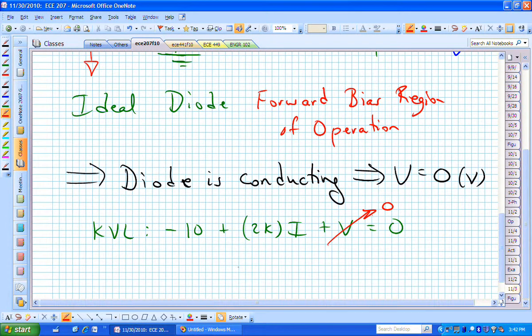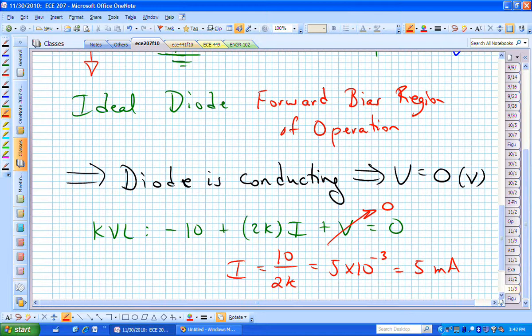We have the one equation. I is now going to be 10 divided by 2K, or 5 divided by 1,000, or 5 times 10 to the minus 3, or 5 milliamps flowing through that diode.